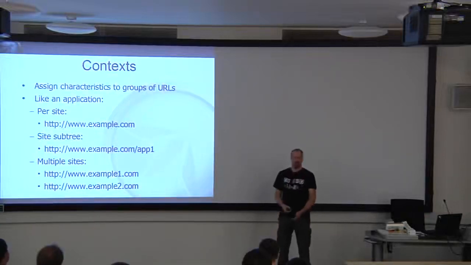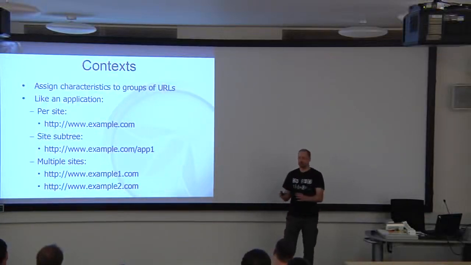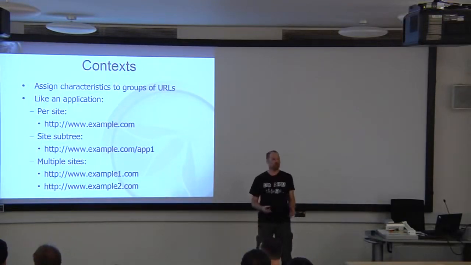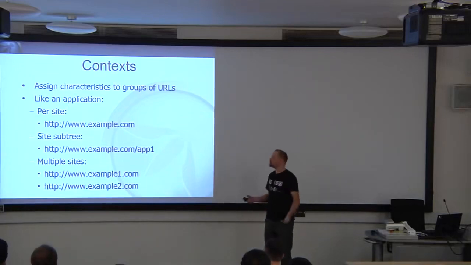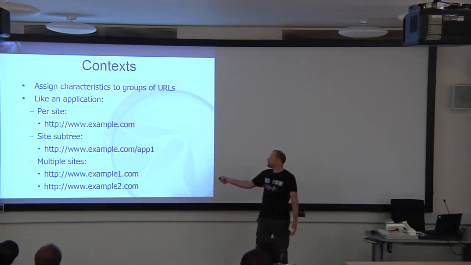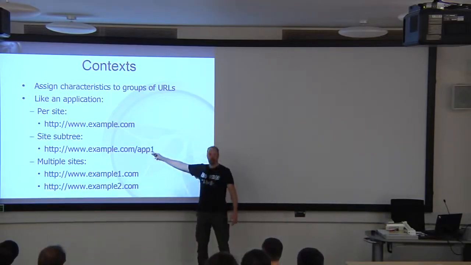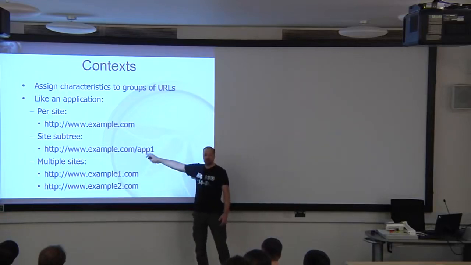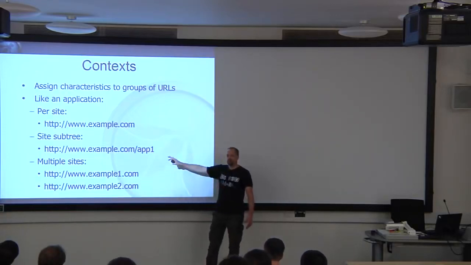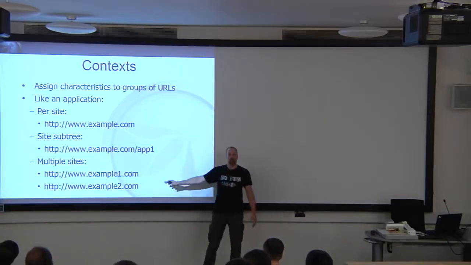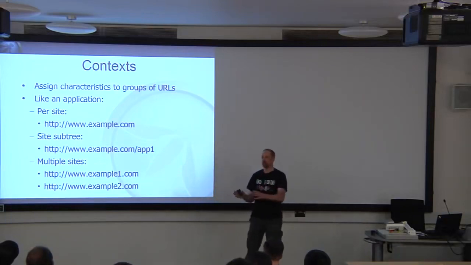Contexts are, strictly speaking, just sets of URLs. They're intended to define different parts of the application, or applications themselves, if you like. So we've got the typical case of www.example.com, that's one site, one application. You then have multiple applications on the same site, and they can have very different characteristics. So a subtree, a subset of a site could be a context. Or a context could actually cover multiple sites. And you could actually have a context for parts of applications as well.